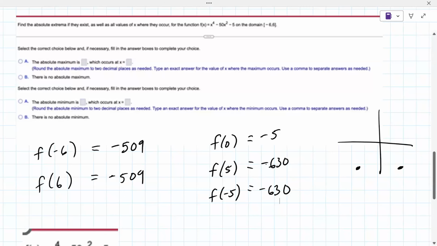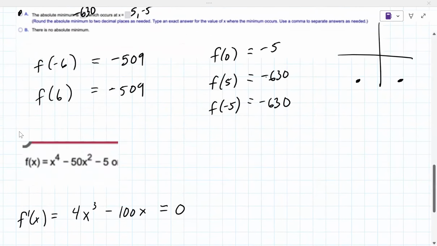All right. So if we go back to our problem here, the absolute maximum is -5. So the max can be a negative, and that occurs when x is 0. Sorry, the absolute minimum is -630, and it occurs when x is 5 or -5. So we're looking for the smallest number in this list and the biggest number in this list, and that's how we're answering this question. Any thoughts on that before we proceed? No, that seems easy enough. Okay.